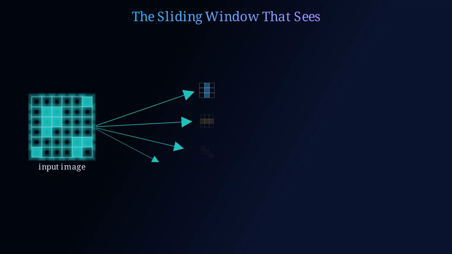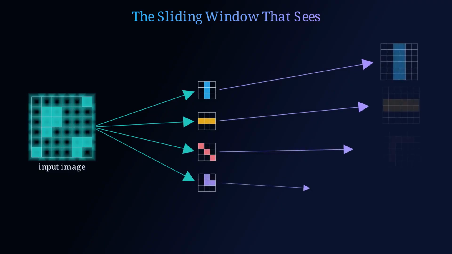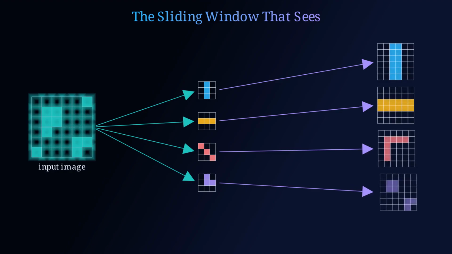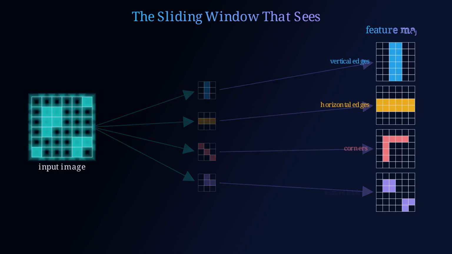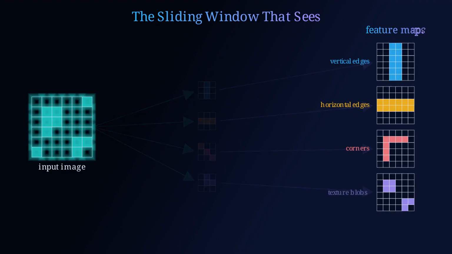A convolutional neural network, a CNN, is built from exactly the operation you now understand, repeated at scale. Its first layer slides many different learned kernels over the image, not just one. Each kernel produces its own output grid. Each of those output grids is called a feature map. It's a picture of where in the image that particular kernel fired. One map might light up on vertical edges, another on horizontal ones, another on little blobs of texture.